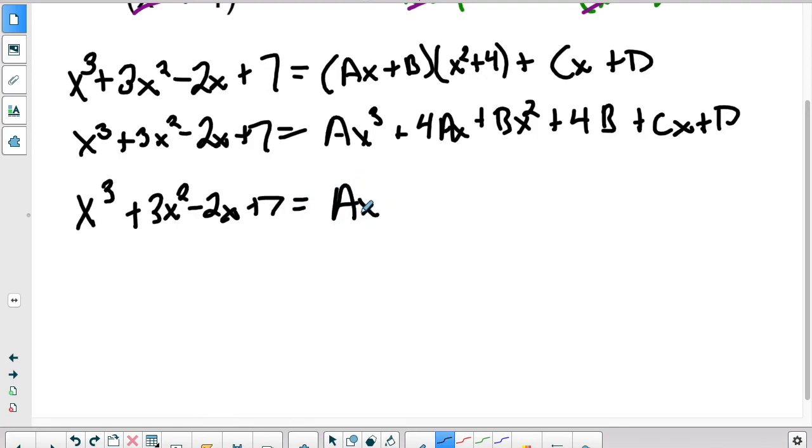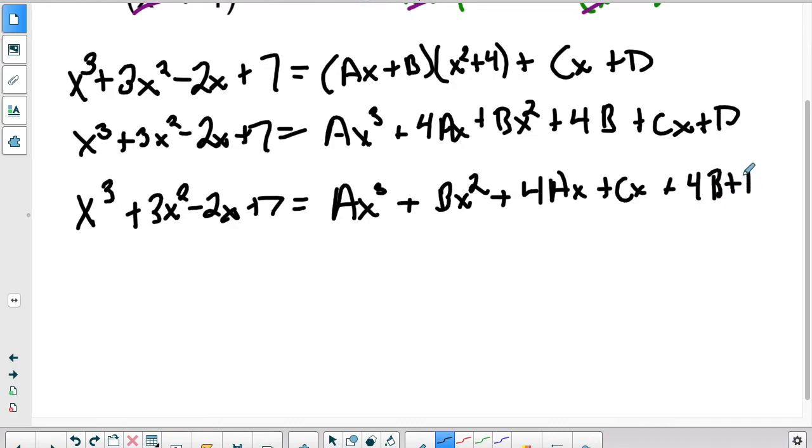Well, there's no other terms with x cubed, so we have it there. X squared, again, is by itself. It's the only term over here that has x squared. Now we have 4ax and cx, so I have plus 4ax plus cx plus 4b plus d. Now at this point you're saying, why don't we just combine them?